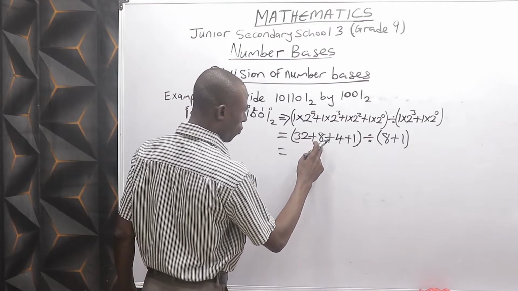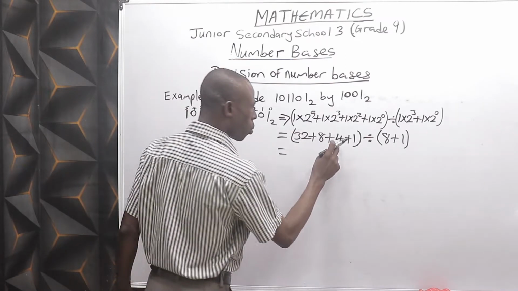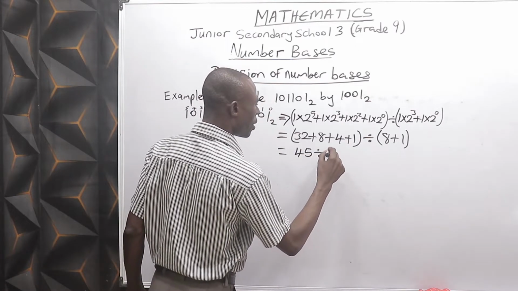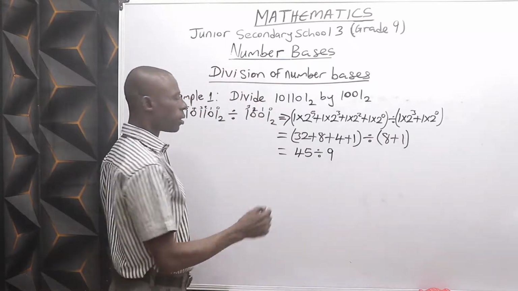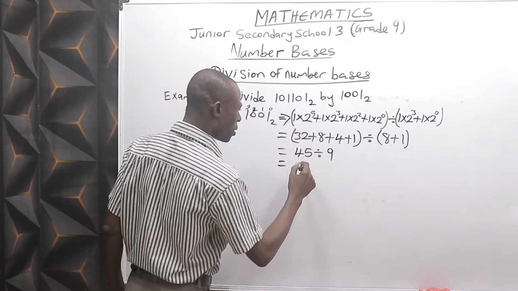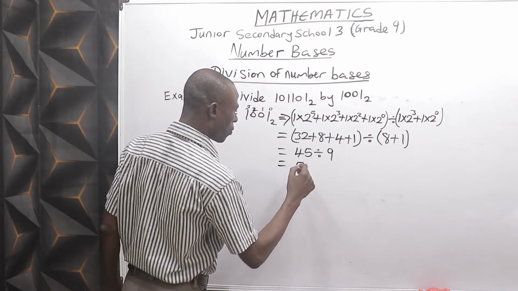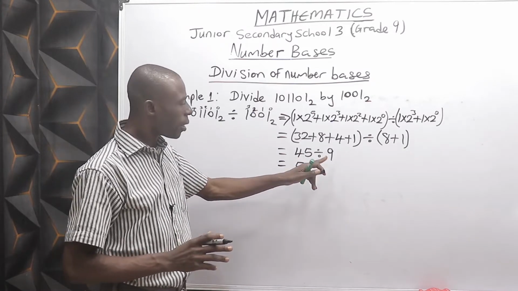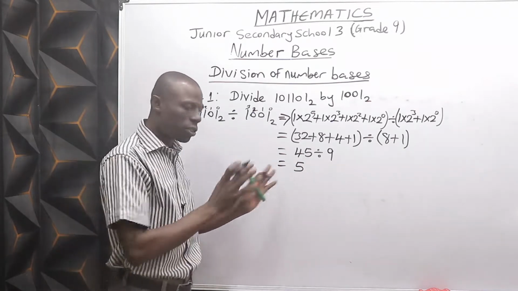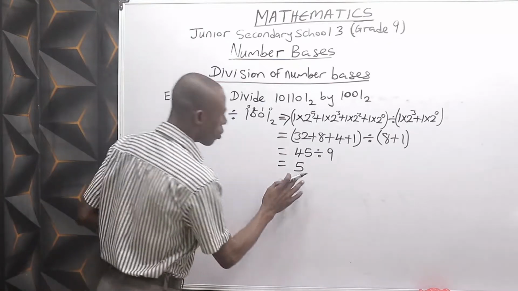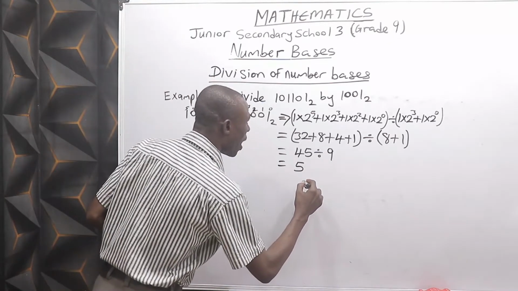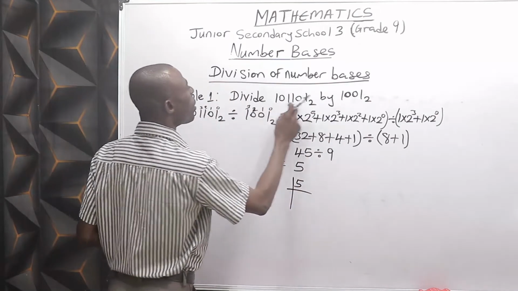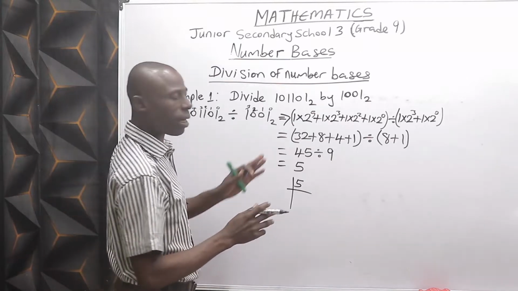32 plus 8, that's 40, plus 1 plus 4, that's 45, divided by 9. 8 plus 1 is 9. So 45 divided by 9 is 5. That's it. Because 45 now is a base 10 number, 9 is a base 10 number. Ordinary division now in base 10. So you have 5. You now convert this 5 back to base 2, and that gives your final answer.